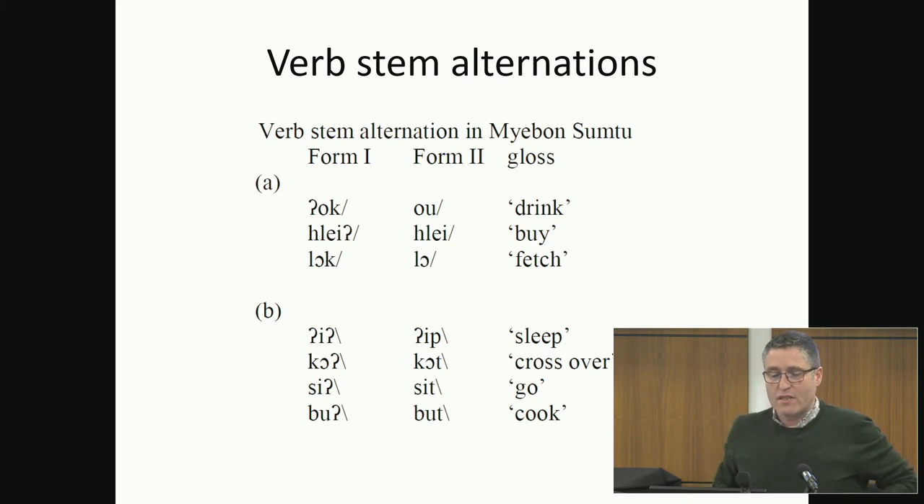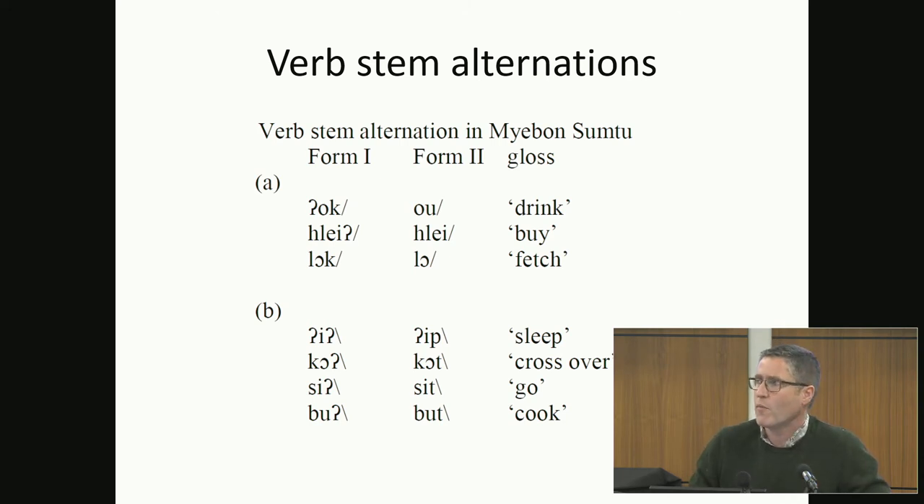Verb stem alternations, so they seem to kind of come in two kinds, ones where you lose something and ones where you add something. So the verbs like drink, buy and fetch, you lose a final stop, and verbs like sleep, crossover, go or cook, you get a final stop where there was only a glottal stop. So things seem to be going in two directions.